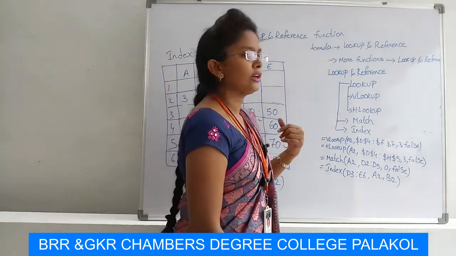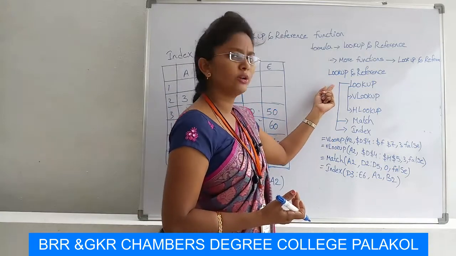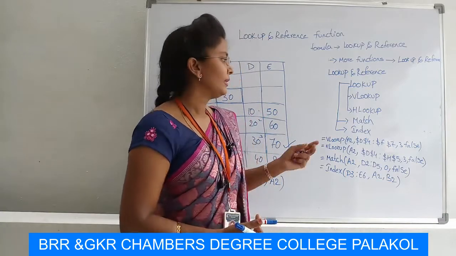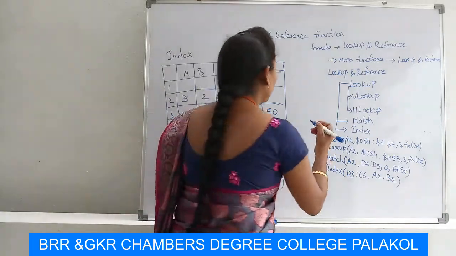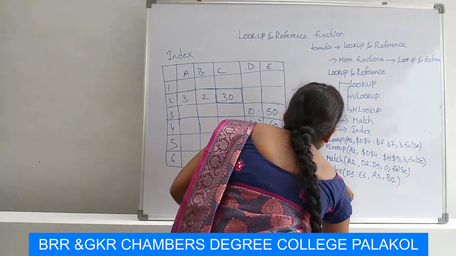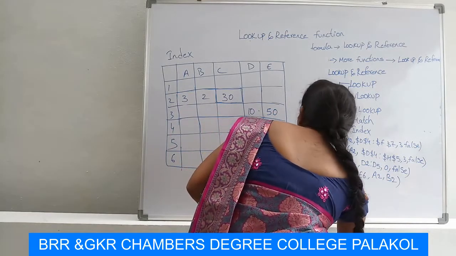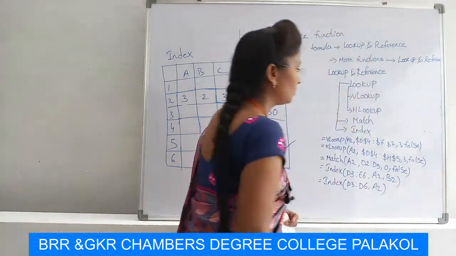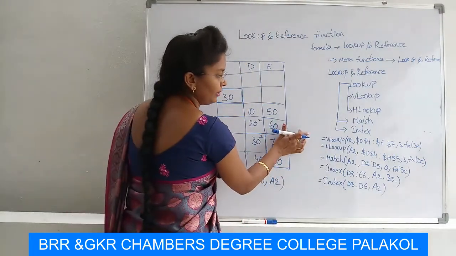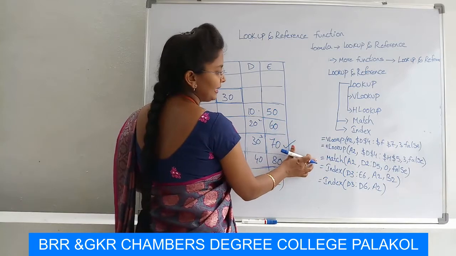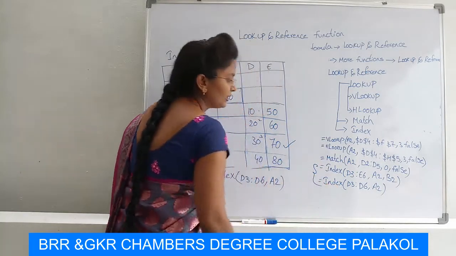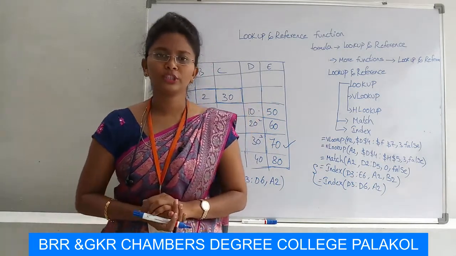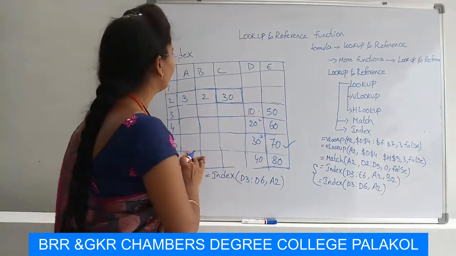Here in the lookup and reference function, you can see the lookup, vertical lookup and horizontal lookup, and the next one is the match function, and the next one is the index function. These are the different types of lookup and reference functions. Here I am entering the next formula for reference, D6, comma, A2, and closing the bracket. This is for VLOOKUP, this is for HLOOKUP, and the next is match. These two formulas are for the index function, and this is the lookup and reference function, and the next one is the information function.